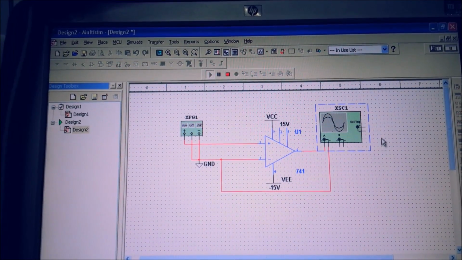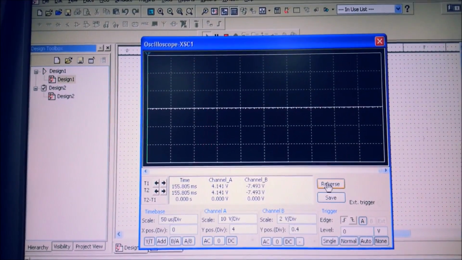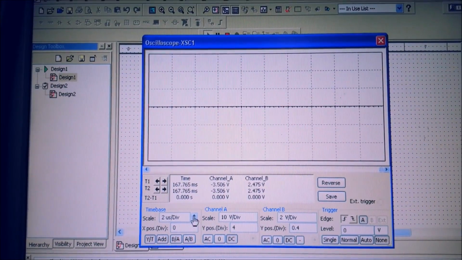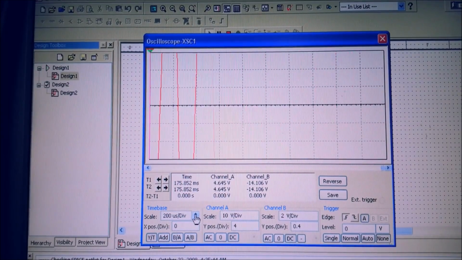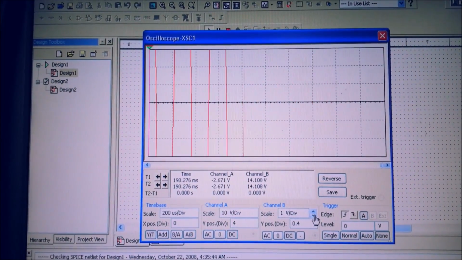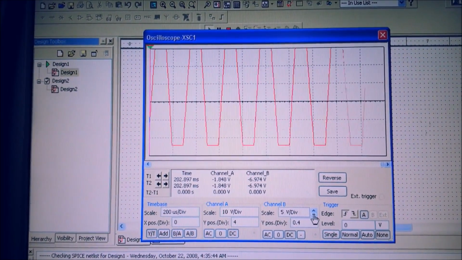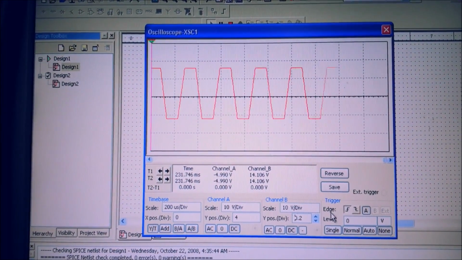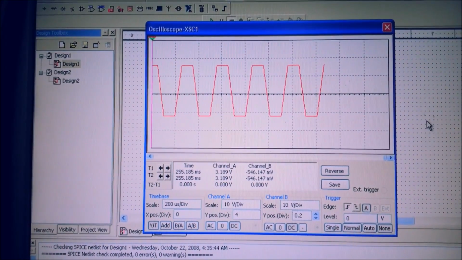Now it's time to simulate it. Double click on the oscilloscope and reversing the mode. Now adjusting the time base. Adjusting the scale of channel B. So this is what we get as output for slew rate, and this is very much similar to the output we got on our CRO while doing it practically.